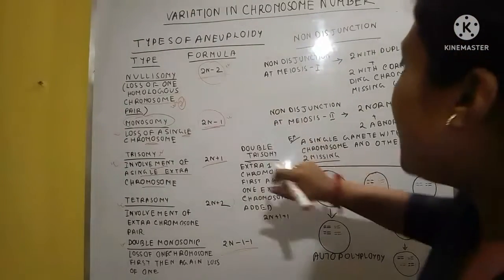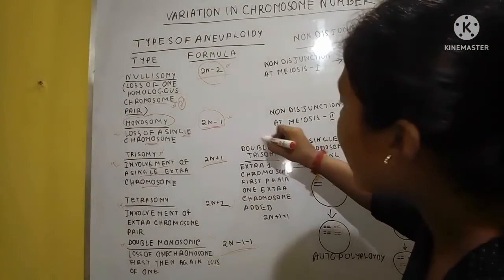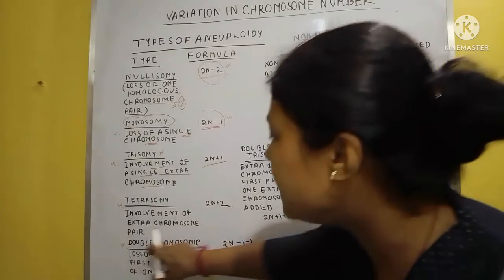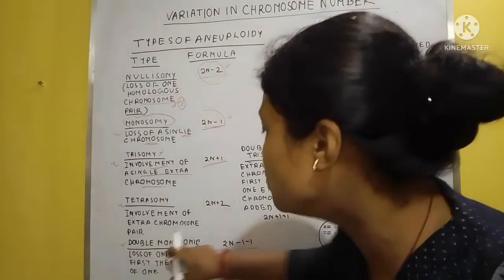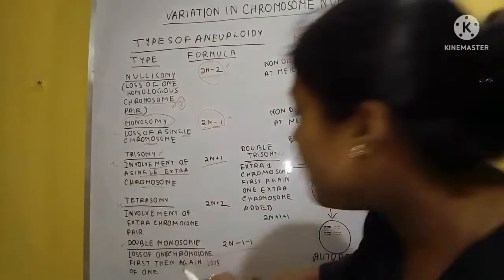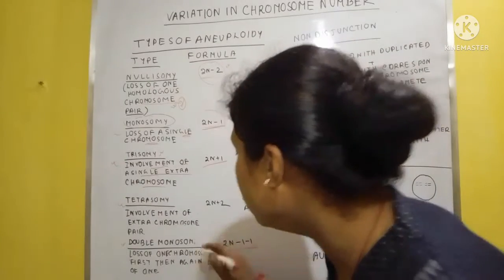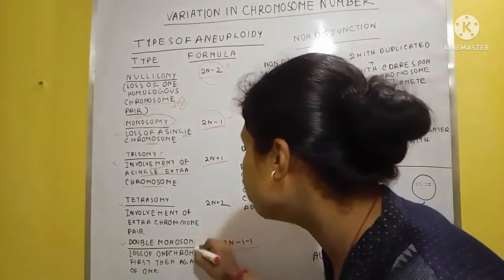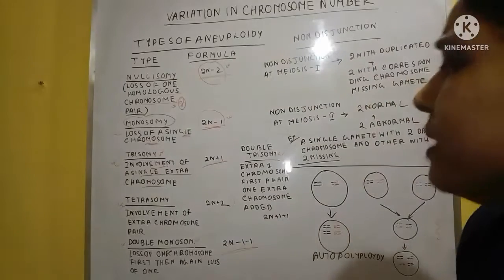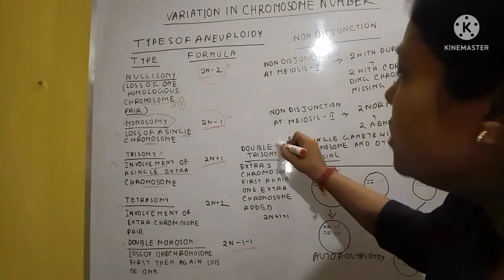And the last one is called the double trisomy. Double monosomic cell is the cell name, and the term is double monosomy. Okay, this is called double monosomy. And the last one is called the double trisomy.